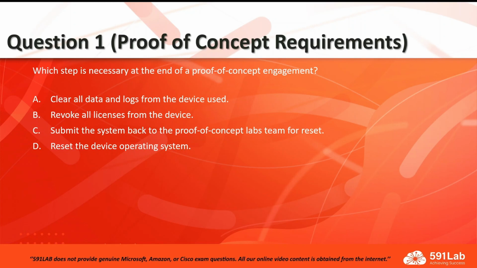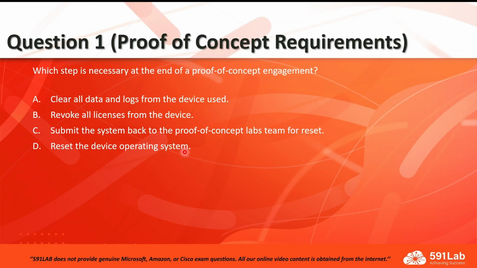These questions will be about the Palo Alto Networks proof of concept requirements, and the question is as follows. Which step is necessary at the end of a proof of concept engagement? The options are: A. Clear all data and logs from the device used. B. Revoke all licenses from the device. C. Submit the system back to the proof of concept labs team for reset. D. Reset the device operating system.